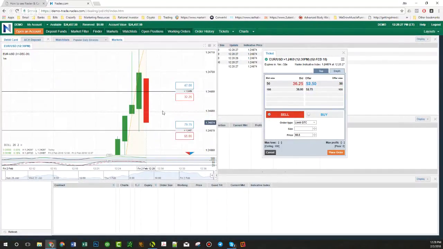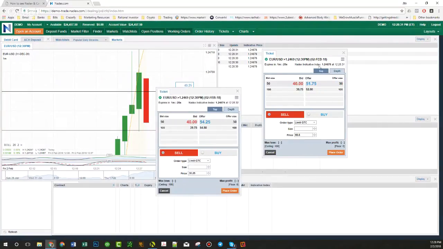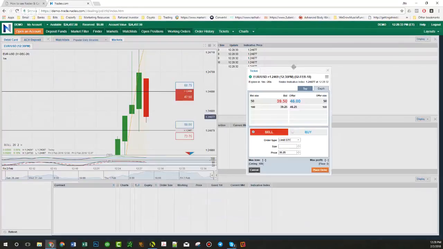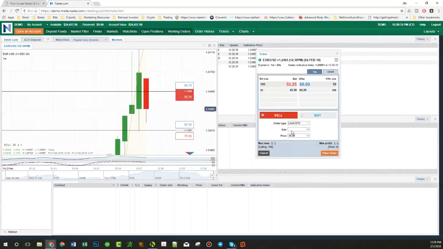Okay, so let's say I believe that this is going to stay underneath it. All right, so that's my sell option. If I do, yes, I want to sell, I want to do one contract, I can see that I am investing $69.75, and my max profit would be $30.25.